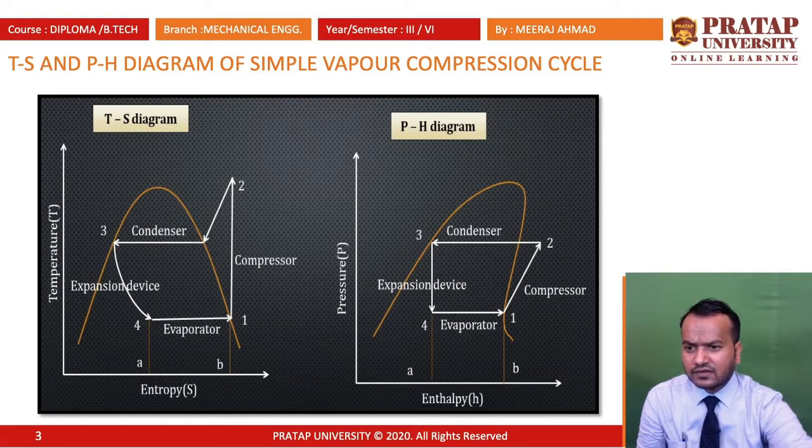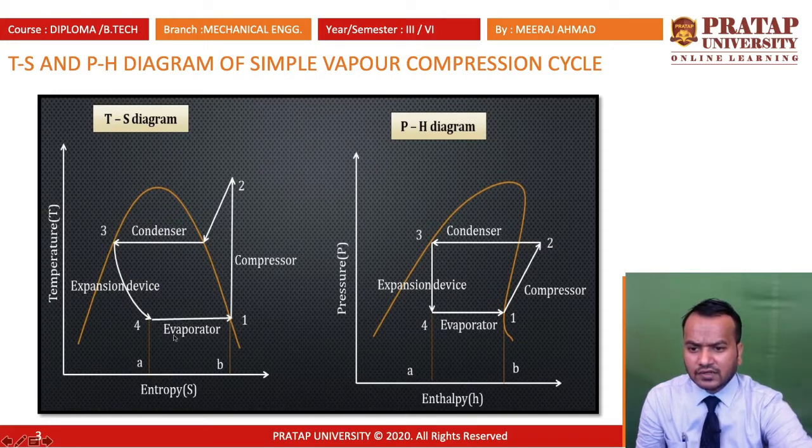After that, this saturated liquid should enter the expansion valve. In the expansion valve, the throttling process takes place. So this saturated liquid refrigerant should be converted into a two-phase liquid-vapor mixture, and this mixture should enter the evaporator. In the evaporator, constant pressure heat addition takes place.